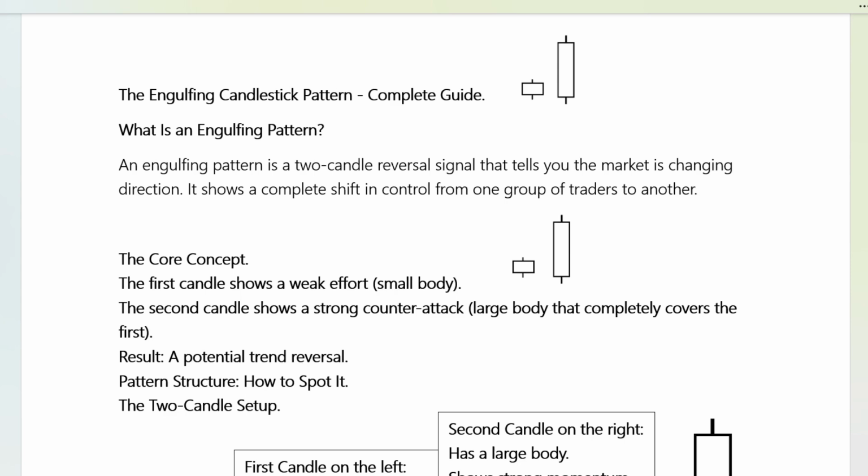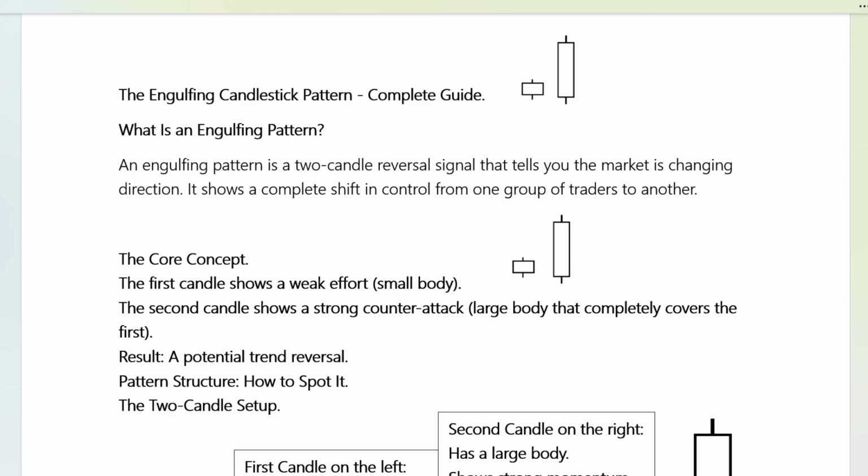The core concept. The first candle shows a weak effort, small body. The second candle shows a strong counterattack, large body that completely covers the first. Result, a potential trend reversal. Pattern structure, how to spot it.